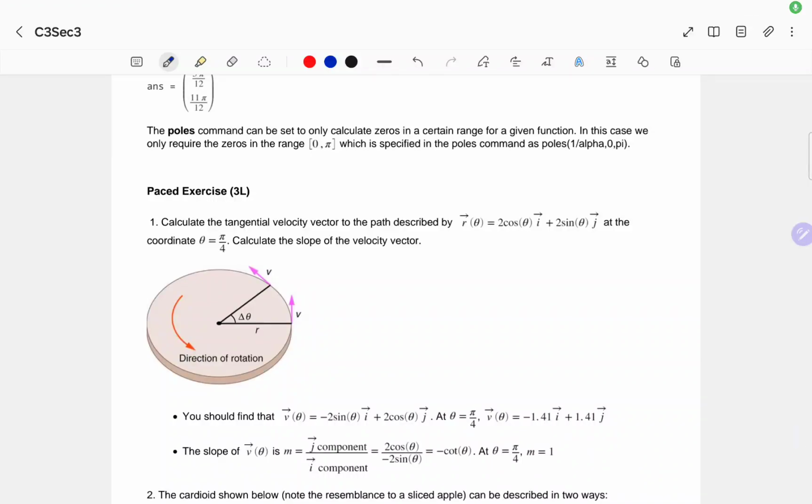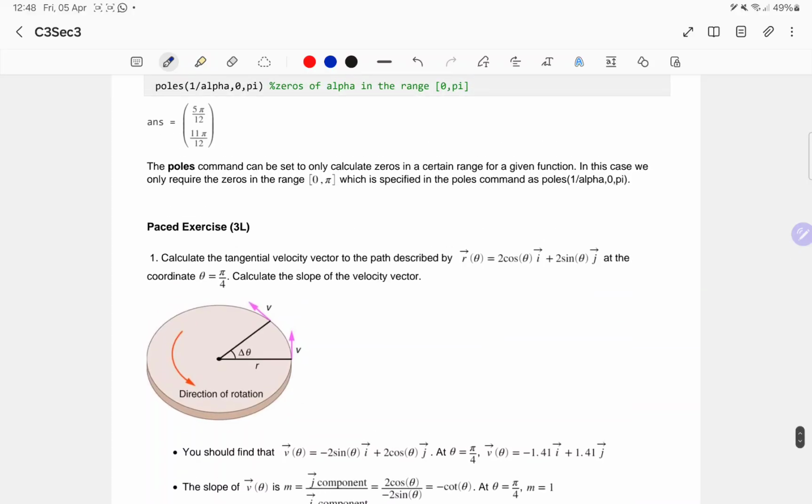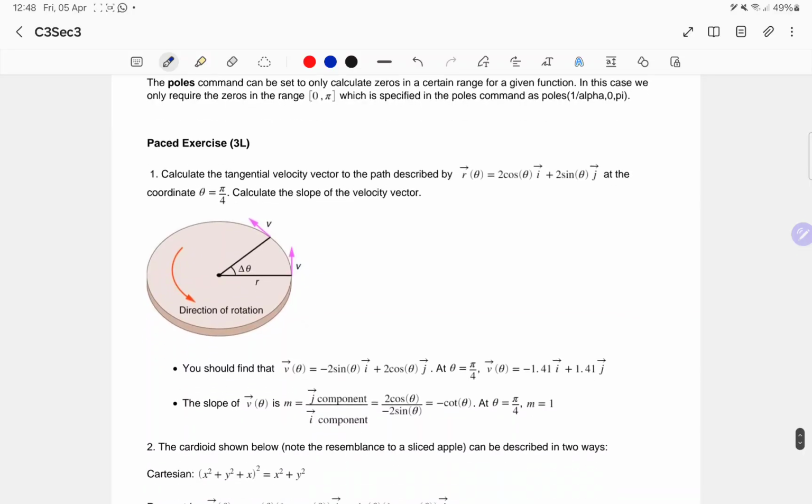Past exercise 3L. So I've skipped past exercise 3K. It's one problem, and I would like for all of you to try that one. Okay. So calculate the tangential velocity vector to the path described by this at the coordinates theta equals pi over 4. Calculate the slope of the velocity vector.